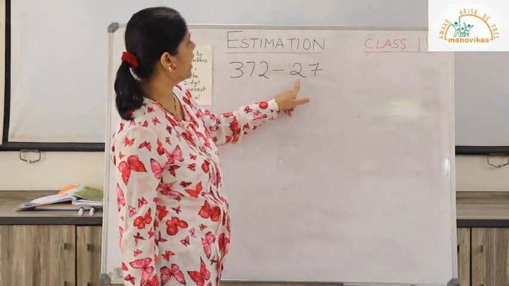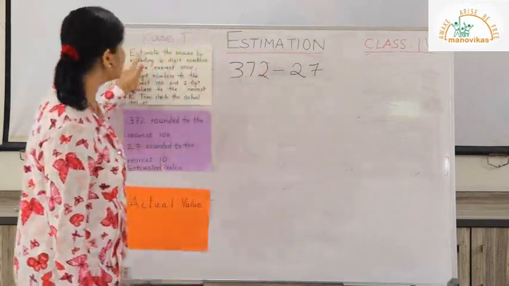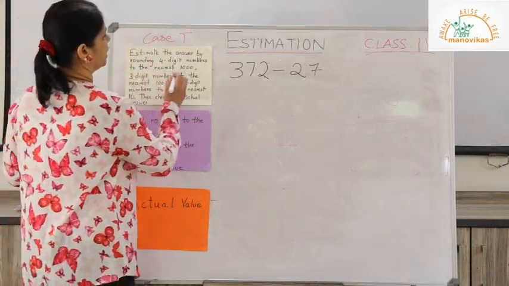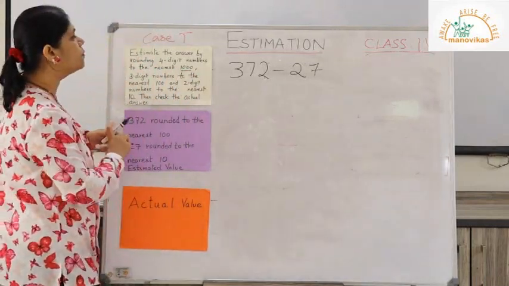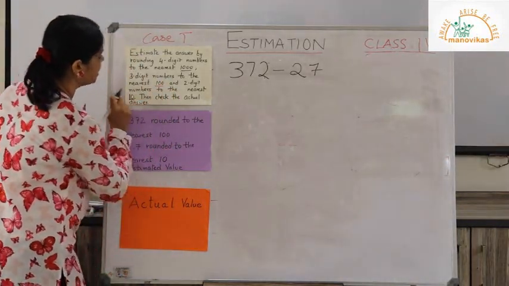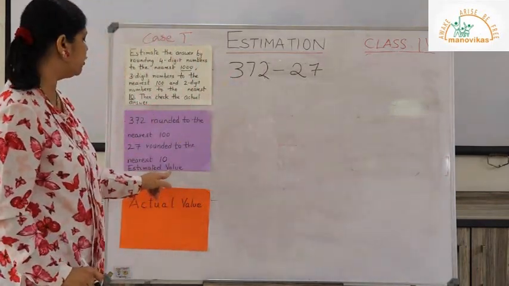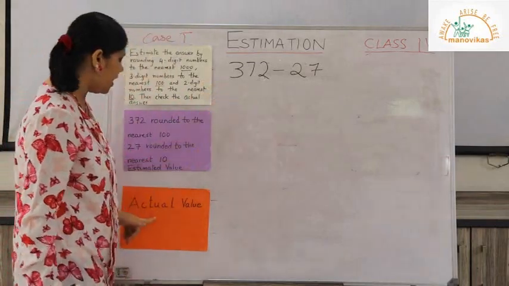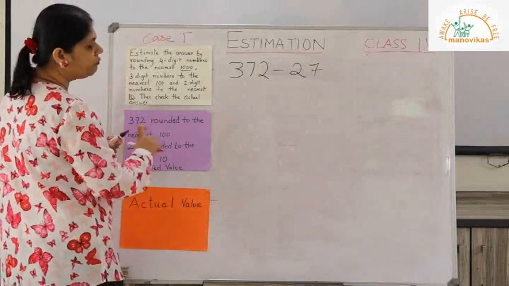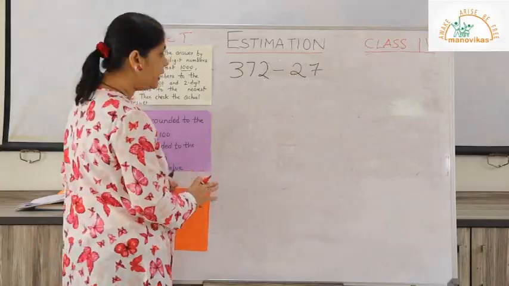Here you have to subtract 27 from 372. The question is, estimate the answer by rounding the 4-digit numbers to the nearest 1000, 3-digit numbers to the nearest 100, and 2-digit numbers to the nearest tens. So in this case, again we will find the estimated value first and then find the actual value and then compare them. Okay.